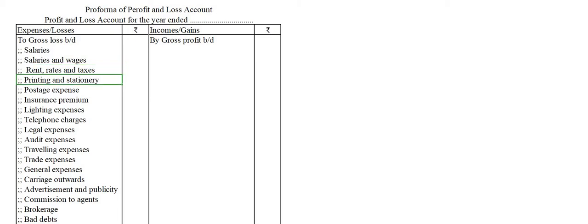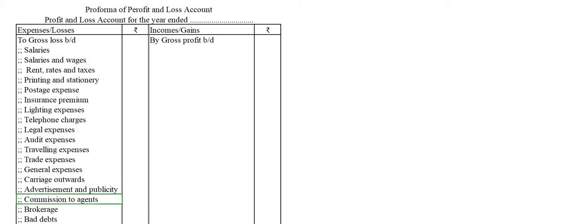Like rent, rates and taxes, printing and stationery, postage expenses, insurance premium, lighting expenses, that means electricity. If it is given as factory lighting, we will write it in the trading account. Then telephone charges, legal expenses, audit expenses, traveling expenses, trade expenses, general expenses, carriage outward. Carriage on sales. Carriage inwards means carriage on purchase of raw material. Carriage outwards means carriage for taking the goods for sales. So it will be an indirect expense.